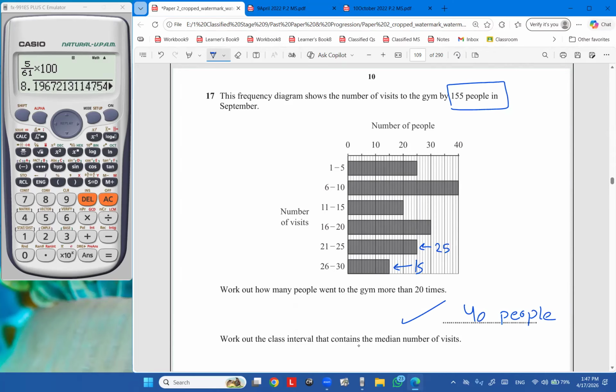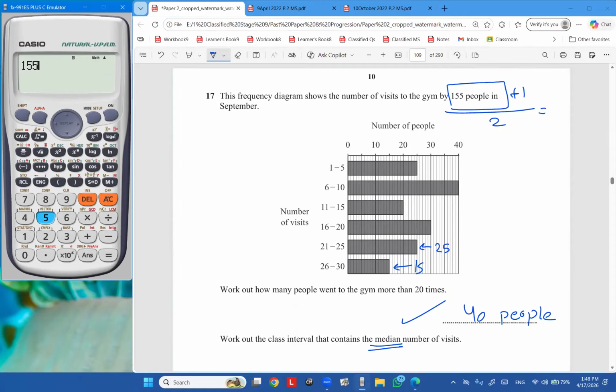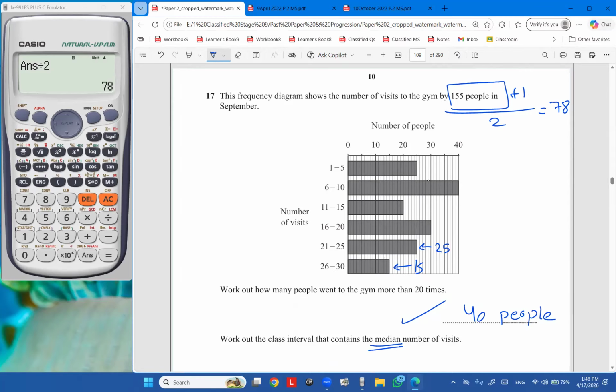Work out the class interval that contains the median. For the median, we agreed I'm going to add 1, then divide by 2. So 155 plus 1, then you divide the answer by 2, gives you 78. So it is the 78th. I must add the frequencies. The frequency over here is 25, while the frequency over here is 40, and here it is 20, and this last one over here is 30. The rest, we got them already, 25 and 15. I just listed the frequencies.